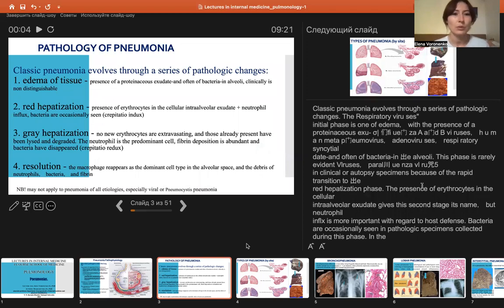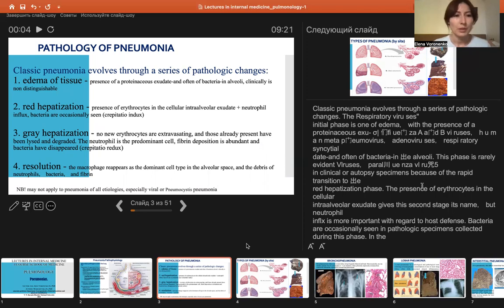Classic pneumonia evolves through a series of pathologic changes. First, congestion: edema of tissue, presence of proteinaceous exudate, and often of bacteria in alveoli. Clinically it is not distinguishable. Second, red hepatization: presence of erythrocytes in the cellular intraalveolar exudate, neutrophil influx, and bacteria are occasionally seen.